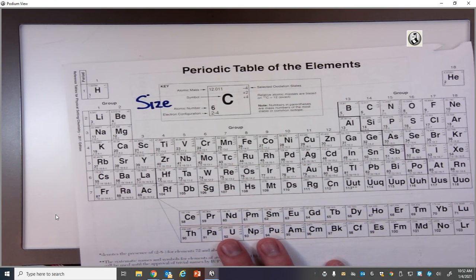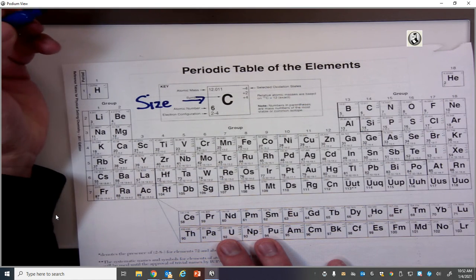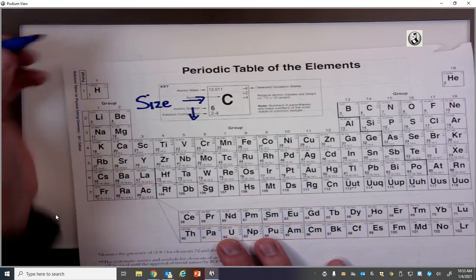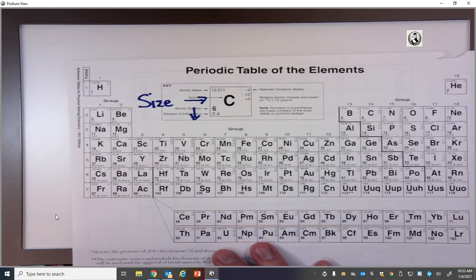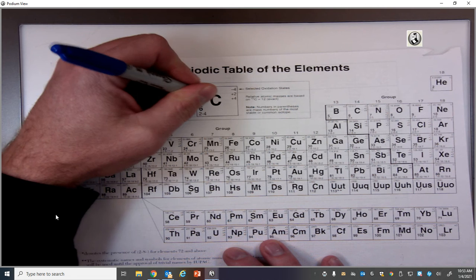So size. We're going to have a trend that goes across a period, and we're going to have a trend that goes down a group. We're going to do the same thing for electron. We'll just do size right now. We'll talk about it as we go. So size, as you go across the period, the size of the atom gets smaller.